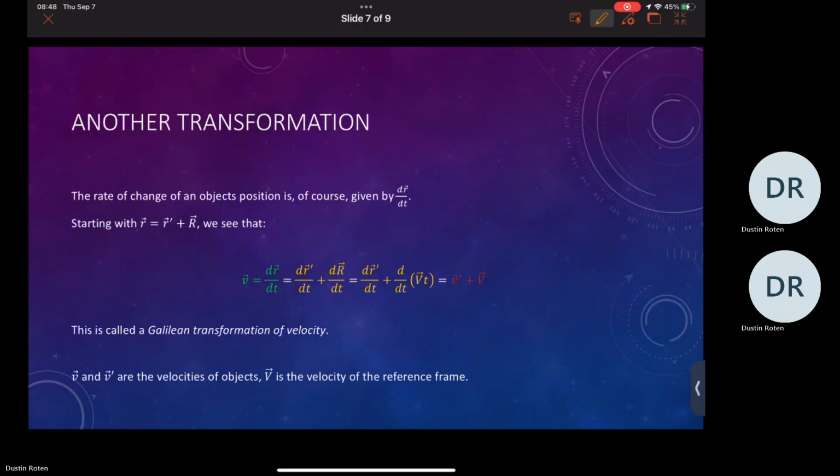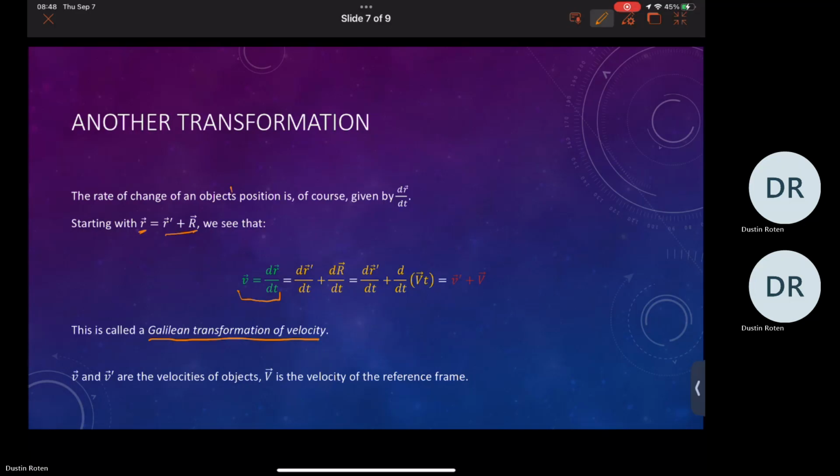We can also do the same thing with speed. So we can do a Galilean transformation of velocity. And all we're thinking about here is just the rate of change of an object's position, which is of course given by dr over dt. We've seen that so many times before. So let's start with our position r. We know we can break it down into two pieces. So let's think about this and take this derivative.